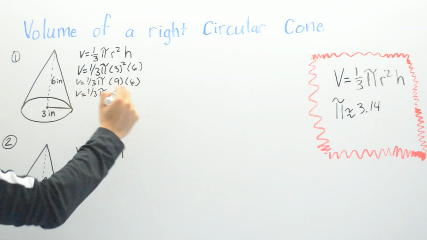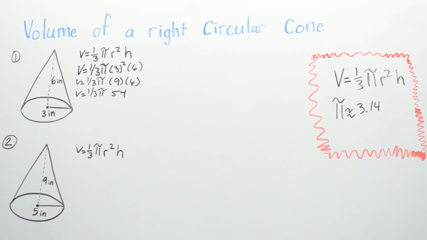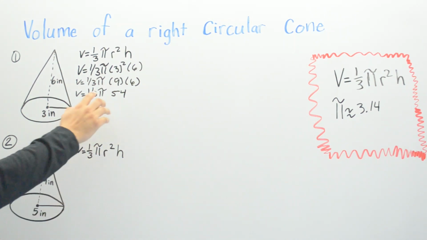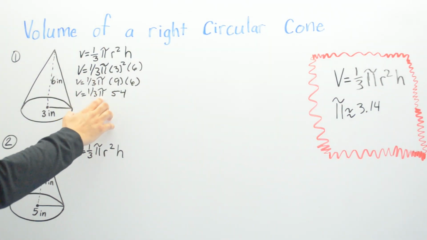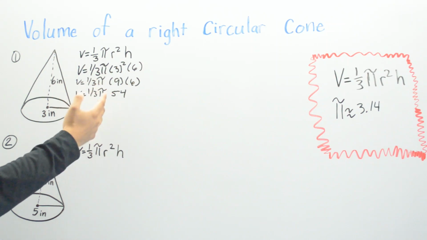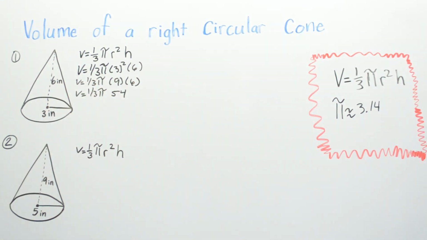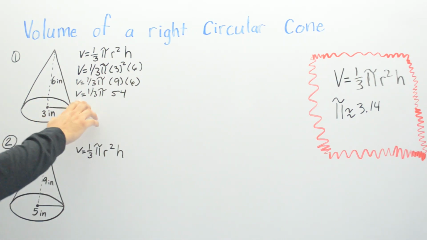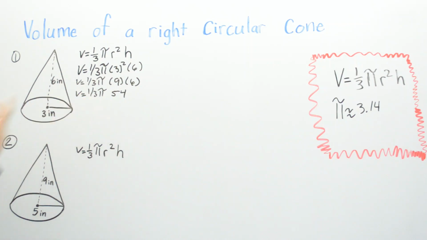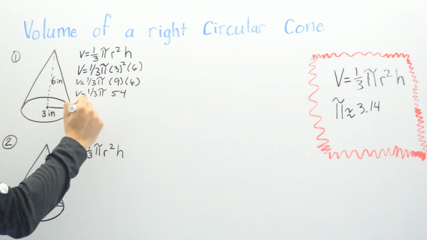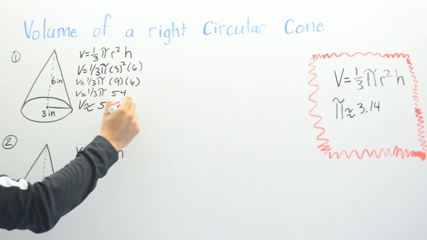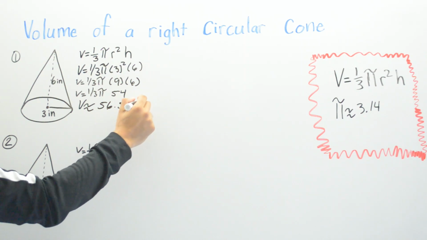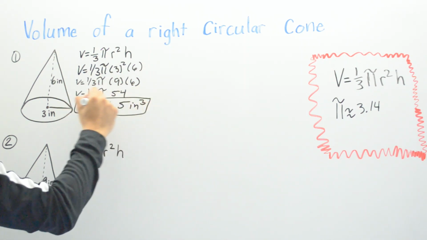Okay. Different ways you can go ahead and do it. You can multiply 54 times pi, or you can do 1/3 times pi and then multiply that by 54. I go ahead and just solve it and multiply it. So when I multiply all this and then divide by 3, my answer is going to be about 56.5 inches to the third power.